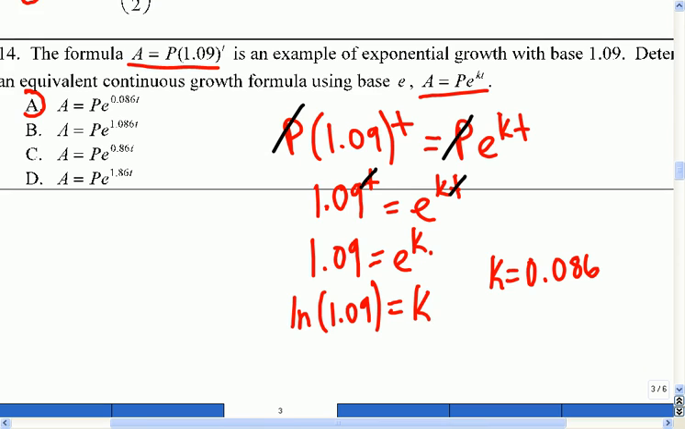So I think we're into the written section here. Is there anything that needs to be reviewed before we continue?